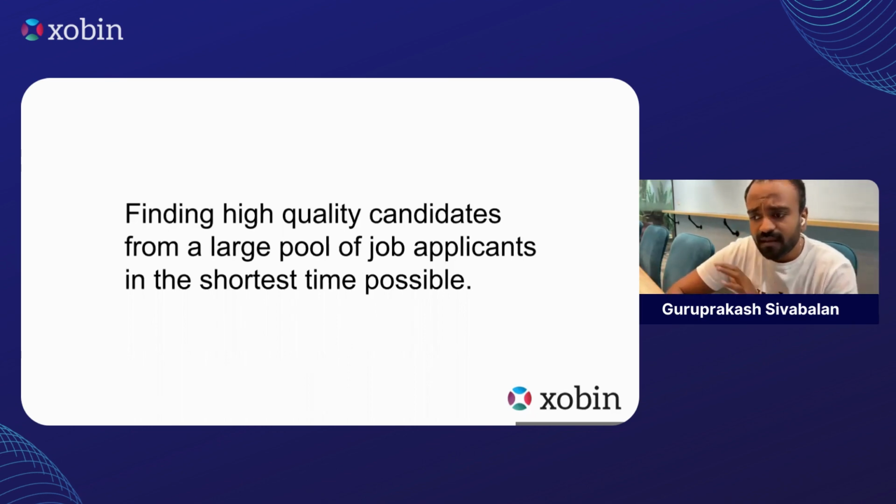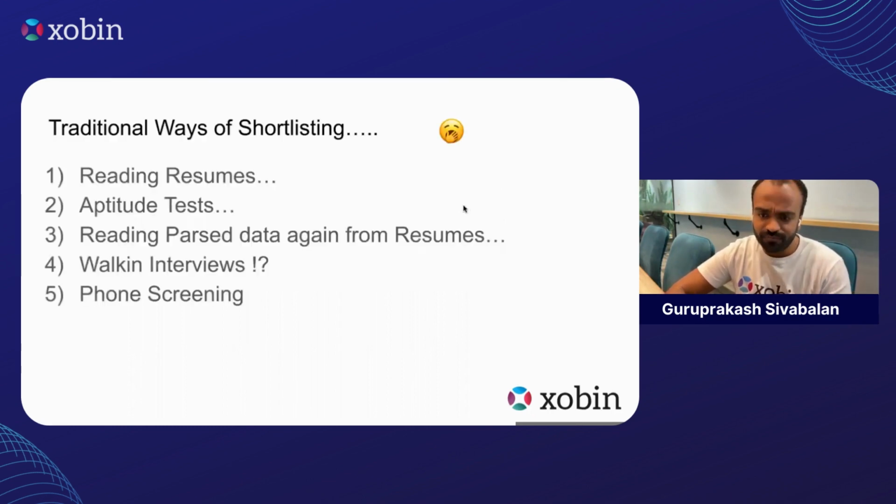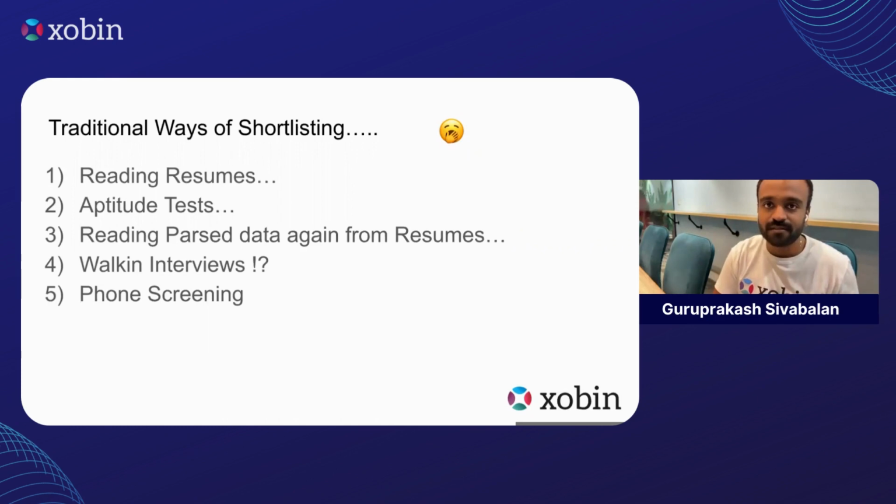Now, what are the modern traditional approaches to shortlisting talent effectively? I think somehow everything is relatively boring. Some of this we do in Xobin, but it's still boring. One is reading resumes. We are in 2023, and the fact is people still take resumes seriously. If you have graduated from college, you know that the resumes are just cut, copy, paste.